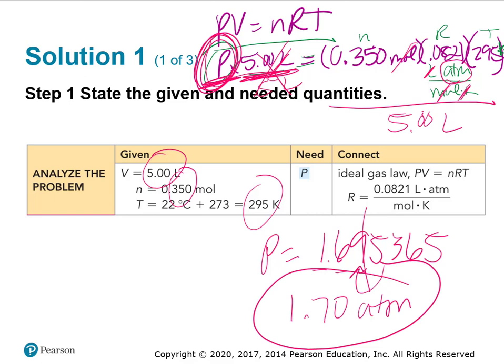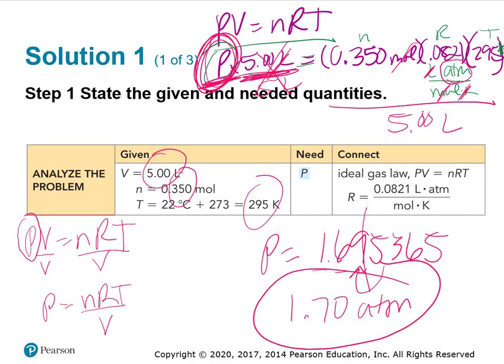We could have also rearranged our equation to solve for pressure. If you would have rather said, you know what, I just want to get P by itself, so I'm going to divide both sides by V. And so you can plug it right into P is equal to nRT divided by V. If you would rather do it that way, you'll get the same answer.